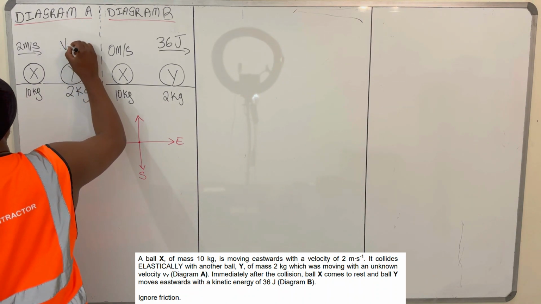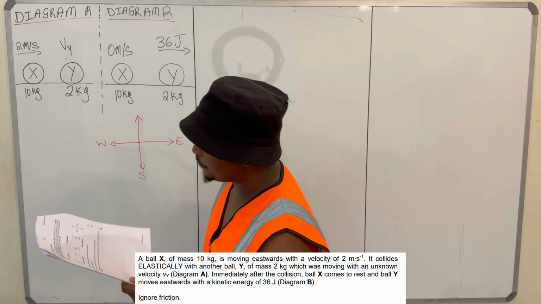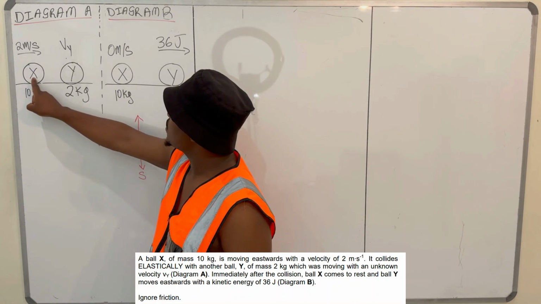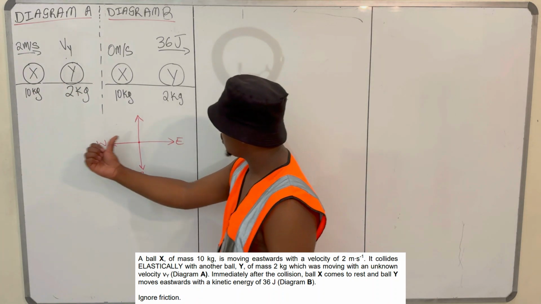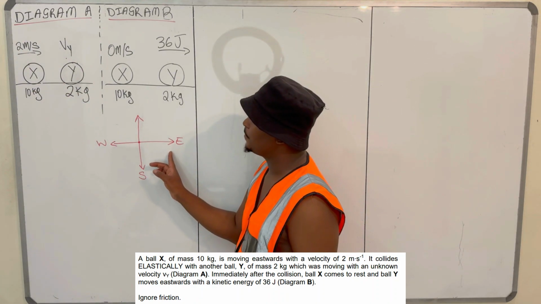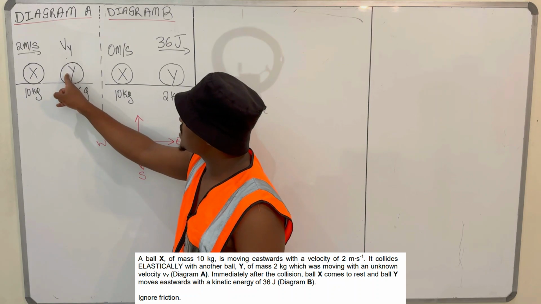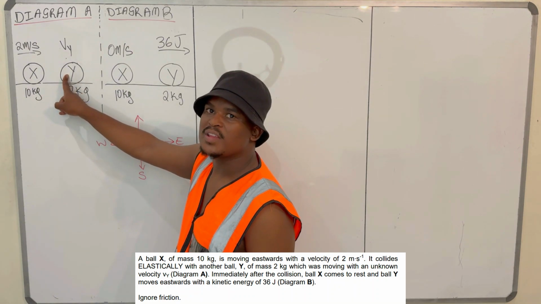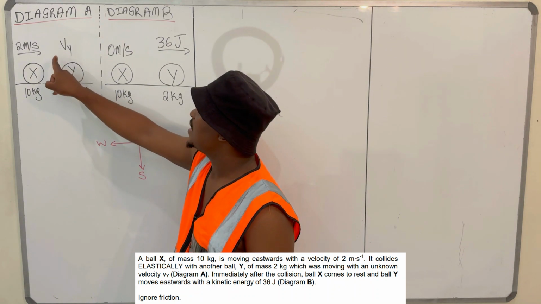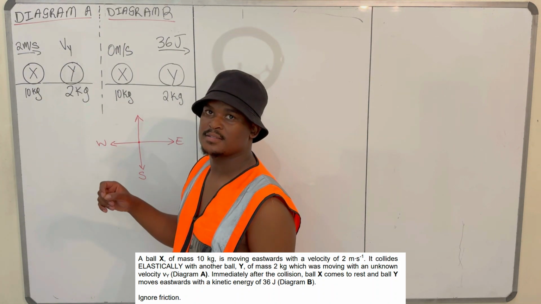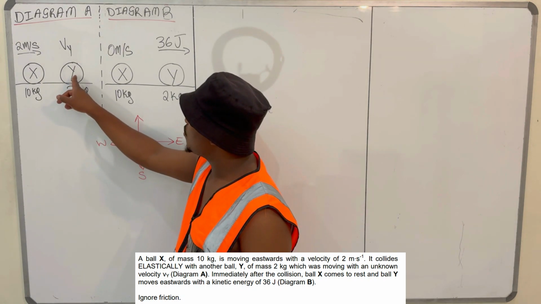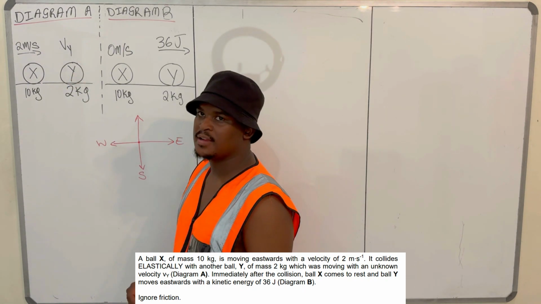So, what they're saying is, here we have your ball X, which has a mass of 10 kg, and is moving 2 meters per second to the east. You can see the compass here. And then you have another 2 kg ball Y, which has an unknown velocity. We don't know the initial velocity of ball Y.